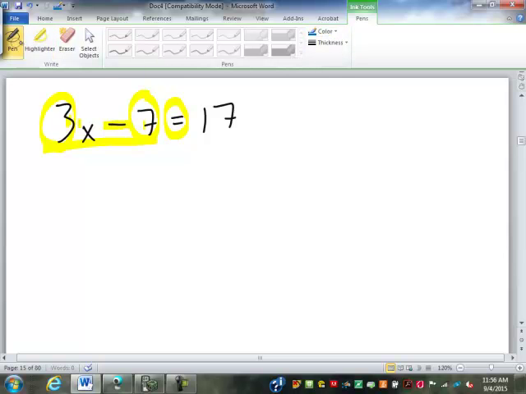Now, according to our order of operations that we looked at a couple weeks ago, what do we do first? Would we subtract first or multiply first? You multiply first. So when this equation was built, what was done to the variable was it was first multiplied by 3. X was multiplied by 3. Then the 7 was subtracted from it.